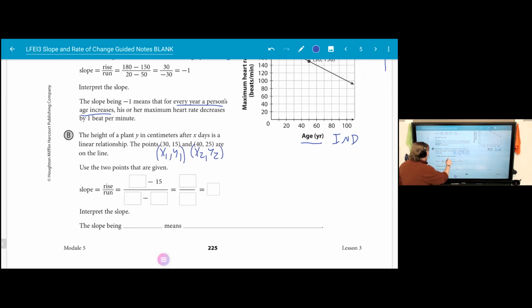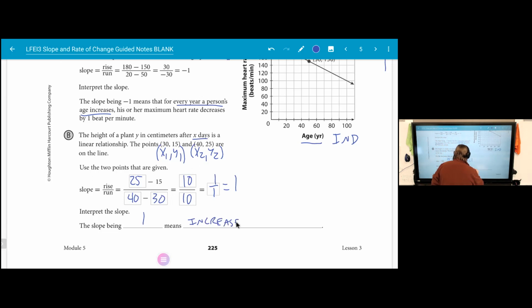So I can do y2, 25, minus y1, which is 15, divided by x2, which is 40, minus x1, which is 30. 25 minus 15 is 10. 40 minus 30 is also 10. And 10 divided by 10 is 1 divided by 1, which is 1. Our slope is 1, which means if I increase by 1 in x, when x is days, an increase by 1 day leads to the plant growing by 1 centimeter.